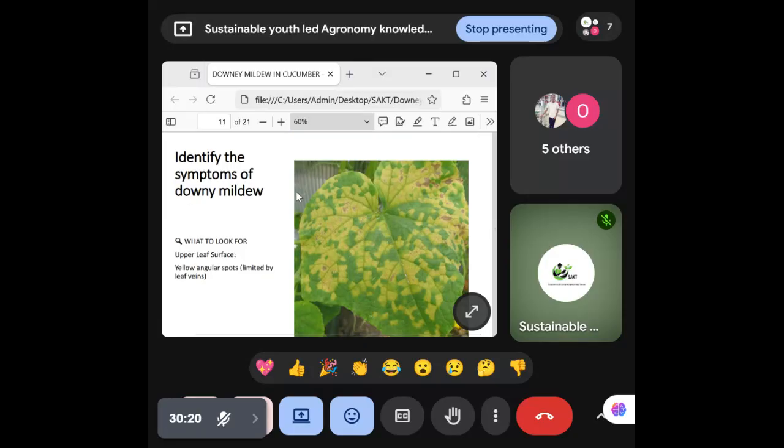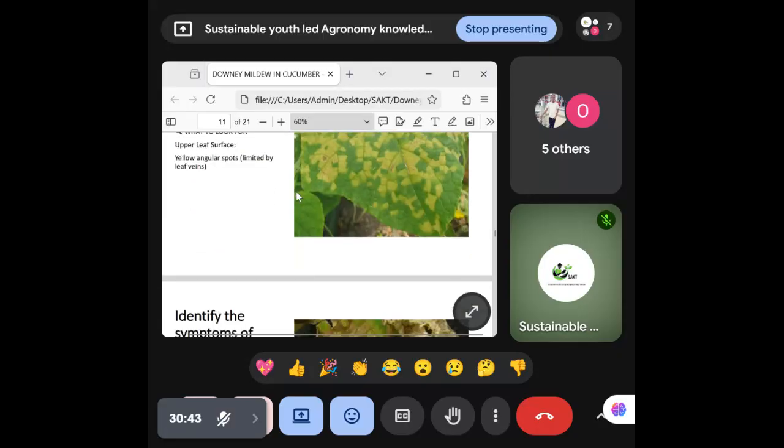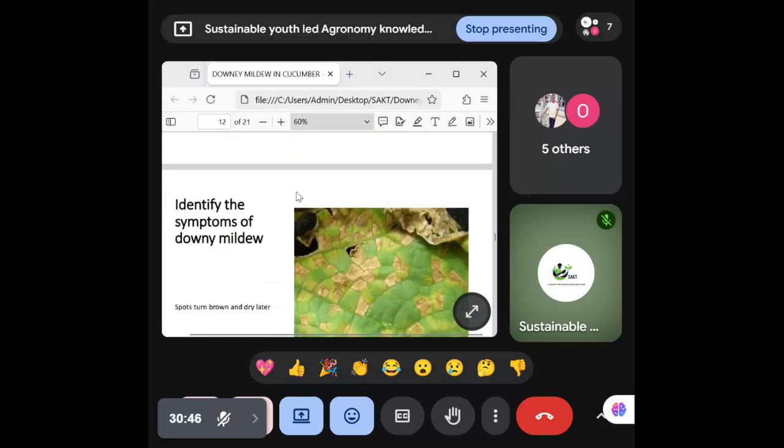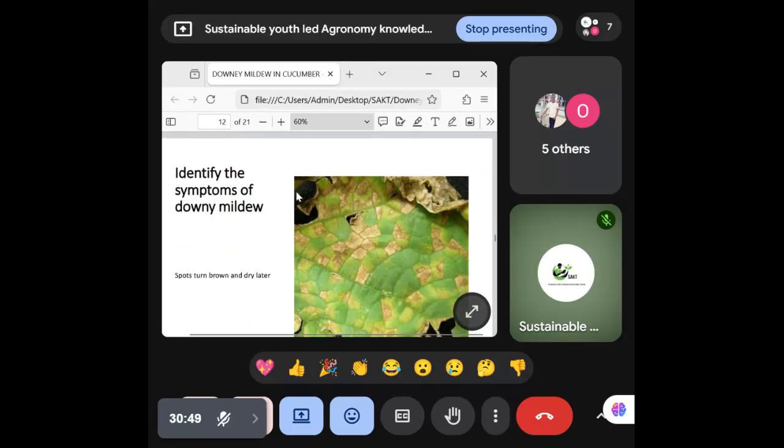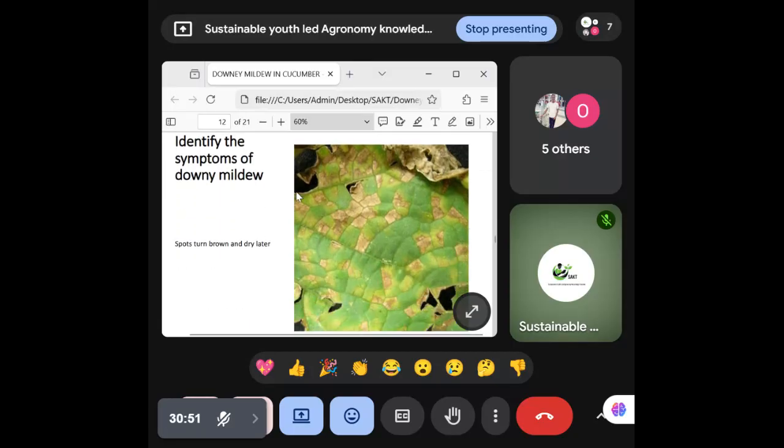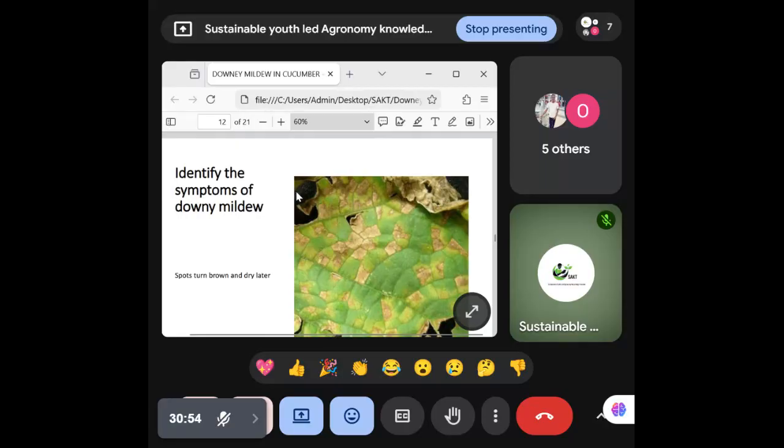Another check is the upper part of the leaf. This is how it looks on the upper part. You will notice a yellow angular spot, limited by the leaf vein, in between the leaf veins. You don't see it going across the leaf vein. Once you see this, to confirm it better, check the underside. If you notice that mold, that's the enemy on your farm. Next slide.